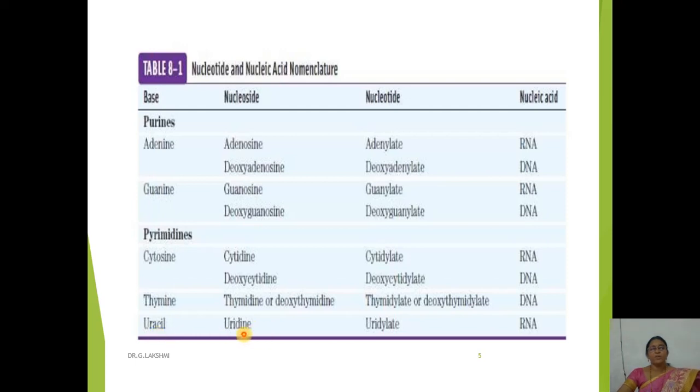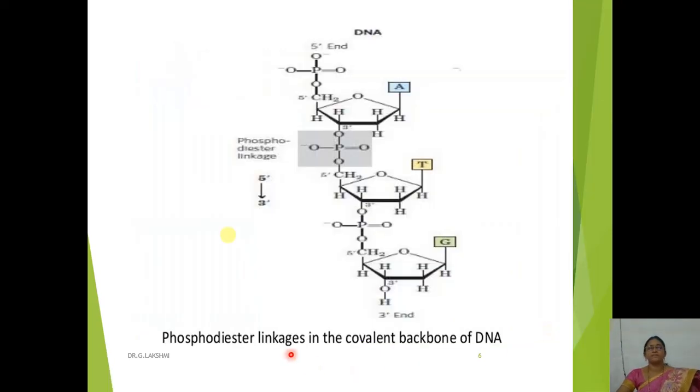When it is in the form of a nucleoside, it is known as uridine, and when it is found in the form of a nucleotide, it is known as uridylate, found in RNA. See, this is the sugar phosphate backbone found in the DNA. It's a nitrogen base attached to the sugar moiety, and the sugar in its 5 position is attached to the phosphate group. So this is the direction of 5 prime to 3 prime direction. What is 5 prime and 3 prime?